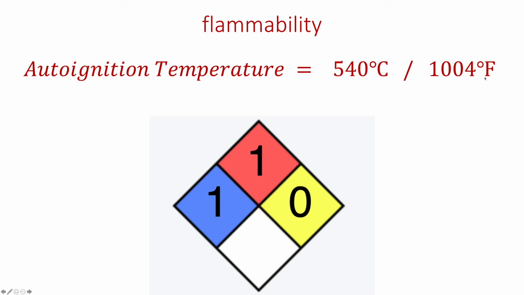Another important number that communicates the flammability of a molecule to you is the autoignition temperature. This is how hot you'd have to get the molecule for it to spontaneously turn into flames. You don't need a spark, you don't need a lighter. If you get biphenyl this hot, it will burst into flames. And so that's 540 degrees Celsius or 1004 degrees Fahrenheit. This might seem like a really hot temperature, but a hot plate or a stovetop can easily get that hot.